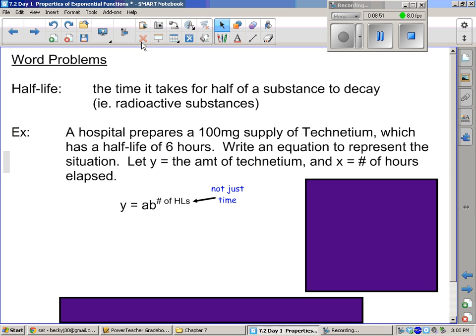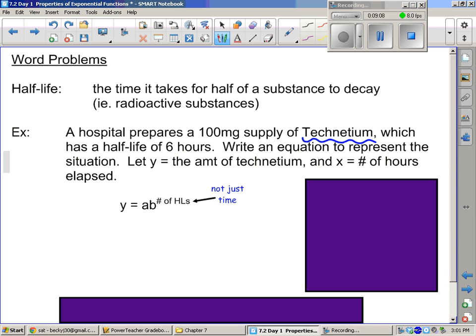All right, so a hospital prepares a 100-milligram sample of this fancy stuff called technetium, which has a half-life of 6 hours. So what that means is after 6 hours, you'll have half as much as you started with. Write an equation to represent the situation.